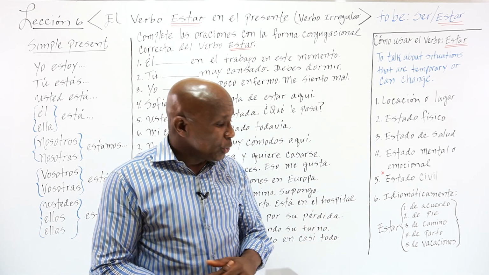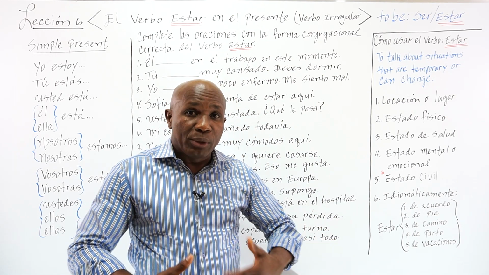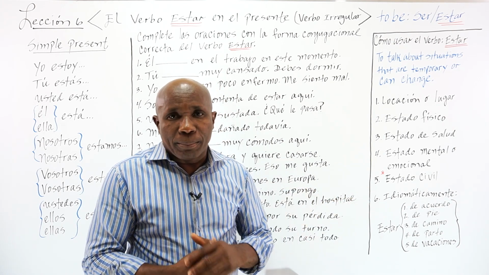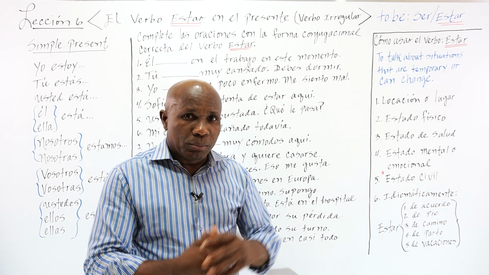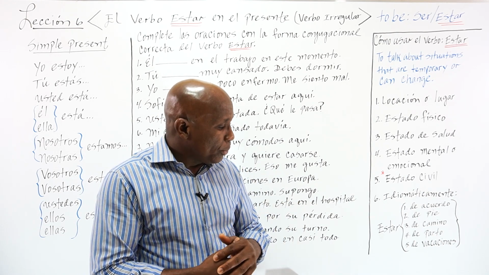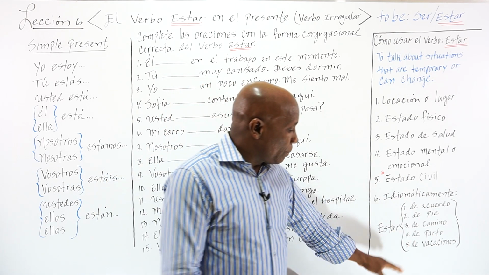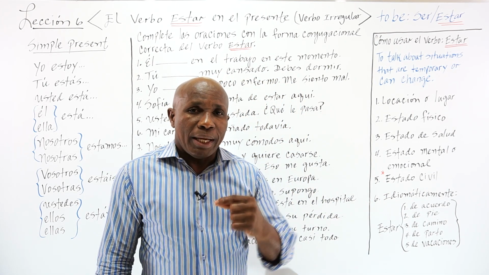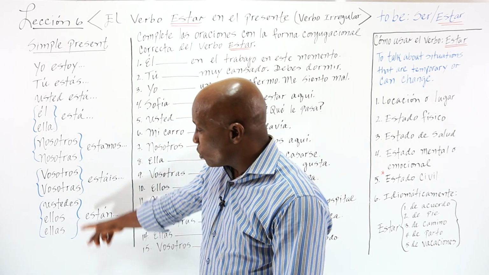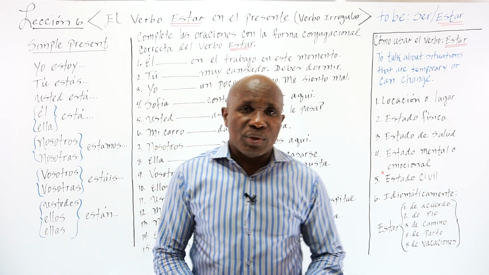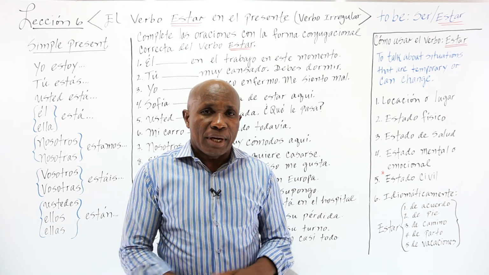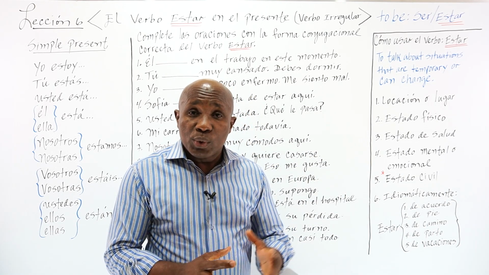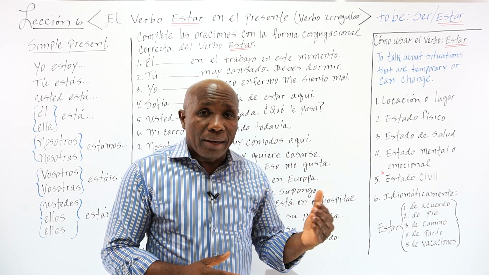Estar de parto. That's another situation, when a woman is about to give birth, right? We say está de parto. Ella está de parto, right? She's pregnant and she's at the point of giving birth. So, estar de parto and estar de vacaciones, right? Ellos están de vacaciones. They are on vacation, right? These are the situations in which we use the verb estar, all right?